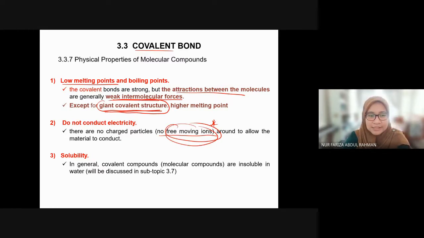Okay, solubility. So molecular compound basically does not dissolve ataupun insoluble in water. Dia tak soluble in water. Okay, but ionic compound mostly kebanyakannya dissolve in water. But ada juga yang tak dissolve. Okay, but normally they would dissolve in water ataupun soluble in water. That is for ionic. But for molecular compound, it is insoluble in water.